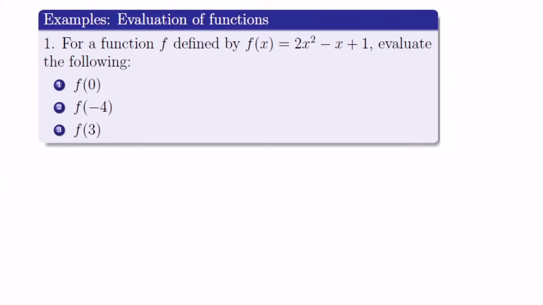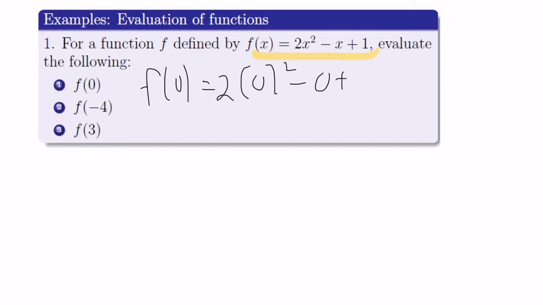Examples. We need to evaluate the following functions. Number one, for a function f defined by this, evaluate the following. Number one, f at 0. So f at 0, this will become, substitute, 2 times 0 square minus 0 plus 1.